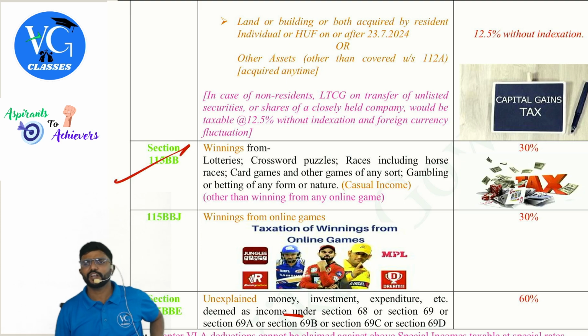Sir, I have won a lottery income of 10 lakhs. But for the last 5 years, I used to buy lottery tickets, so I have spent around 8 lakh on buying lottery tickets. Can I claim it as an expenditure? No, you cannot claim any expenditure against the casual income. Sir, can I set off any loss against it? No, you cannot.